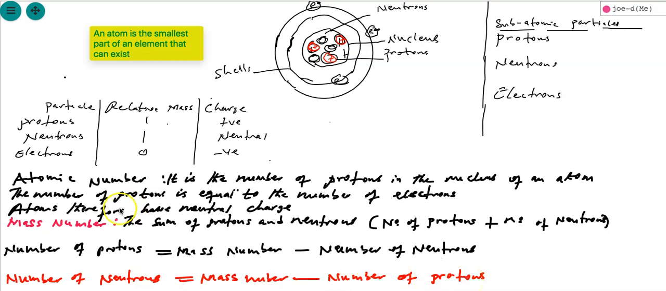So mass number is protons plus neutrons. Neutron number is mass number minus proton number, and number of protons equals mass number minus number of neutrons. Pay attention to this. You have to take note of these formulas going forward. We will use them to do our calculations.